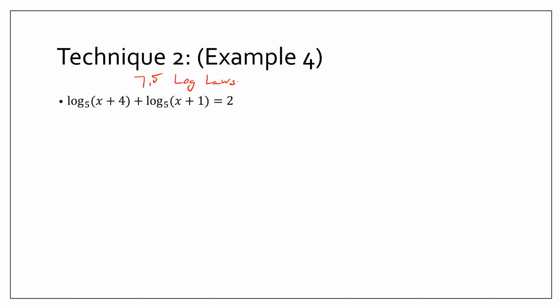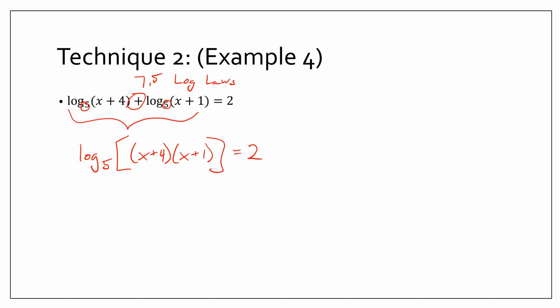I know how to take these two logarithms and make them into one logarithm. How do I do it? Well, I see that they're adding. I see that they have the same bases. That means I can write this as one logarithm where the insides are multiplying. Whoa, that's so cool. It's a FOIL problem inside of a logarithm.